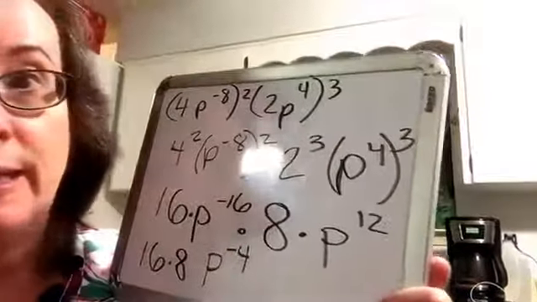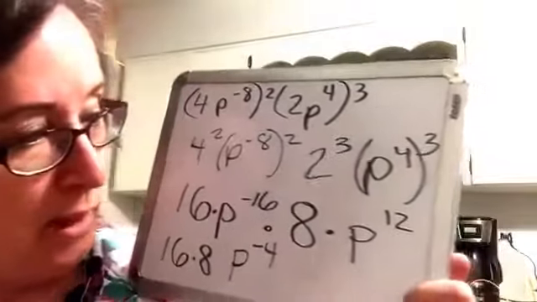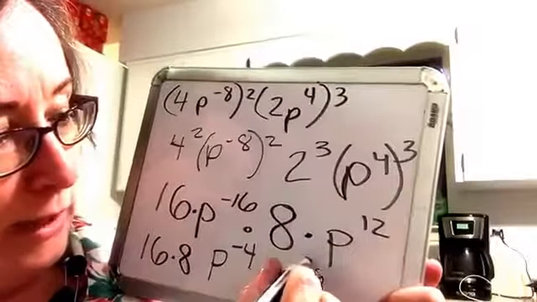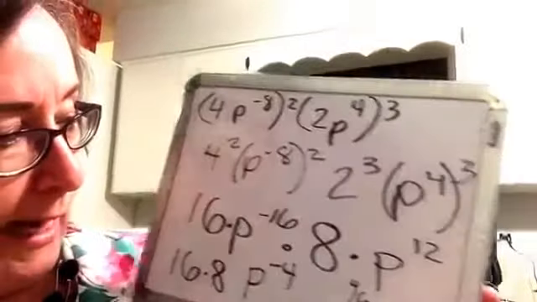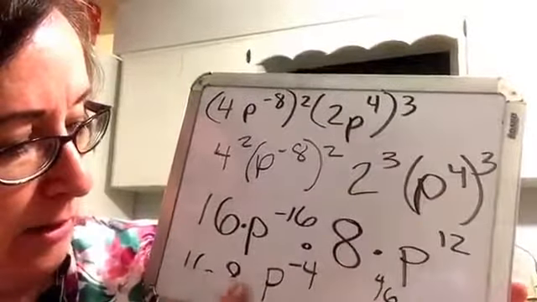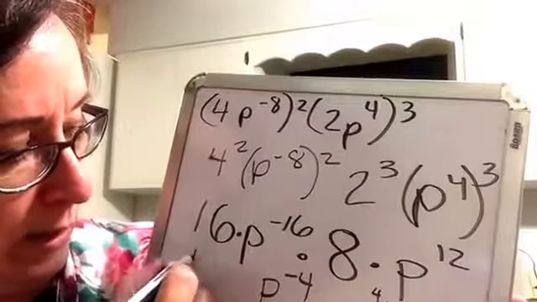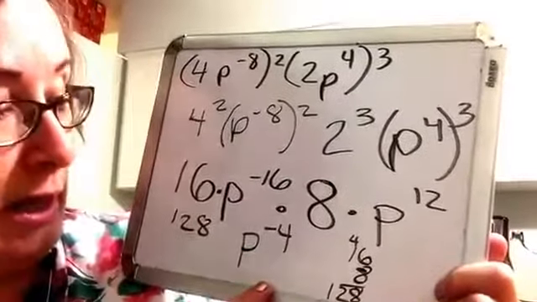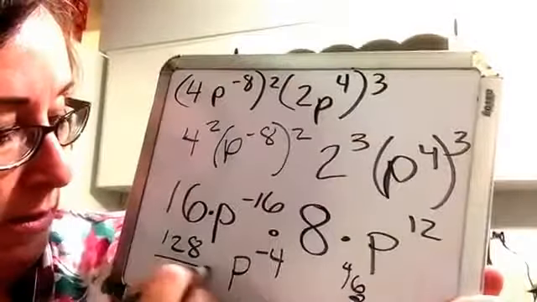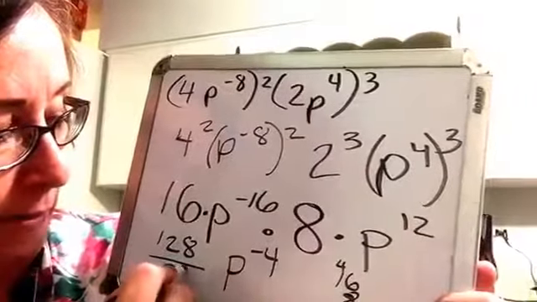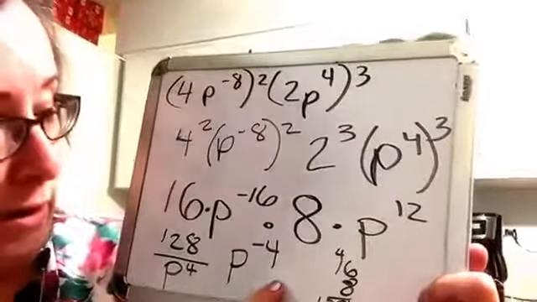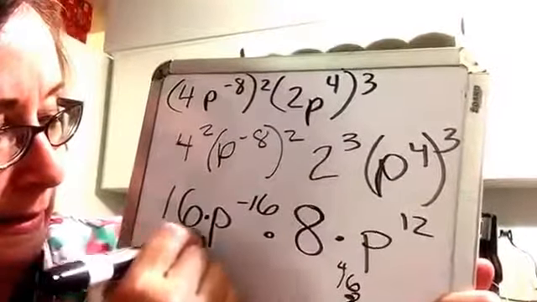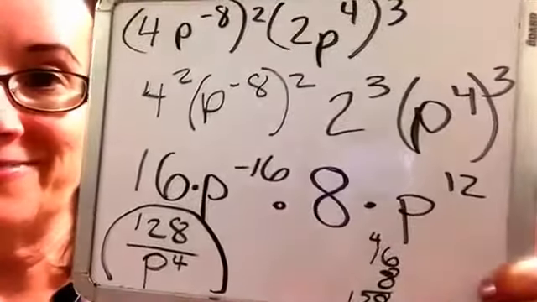Okay, so now we need to clean that up a little bit. Our 16 times our 8 is going to give me 48, carry the 4, 128. Okay, so this right here is going to become 128, and the p to the 4 is going to go downstairs because it has a negative exponent. So the p to the negative 4 is going to go downstairs, and this will be my final answer.